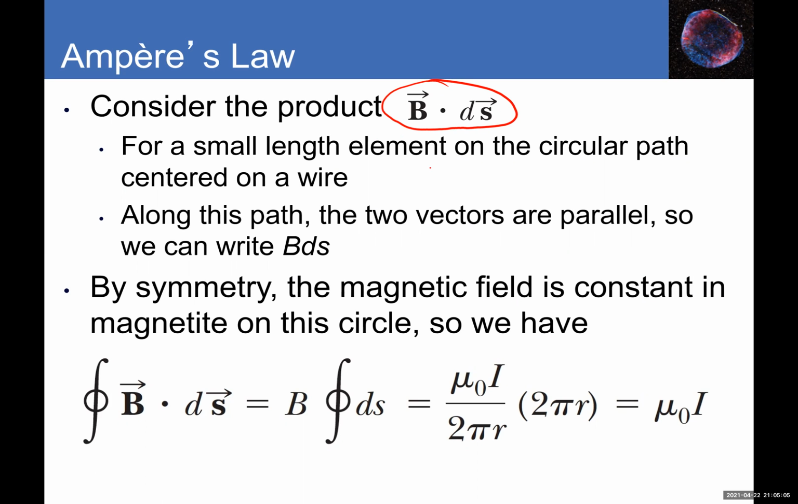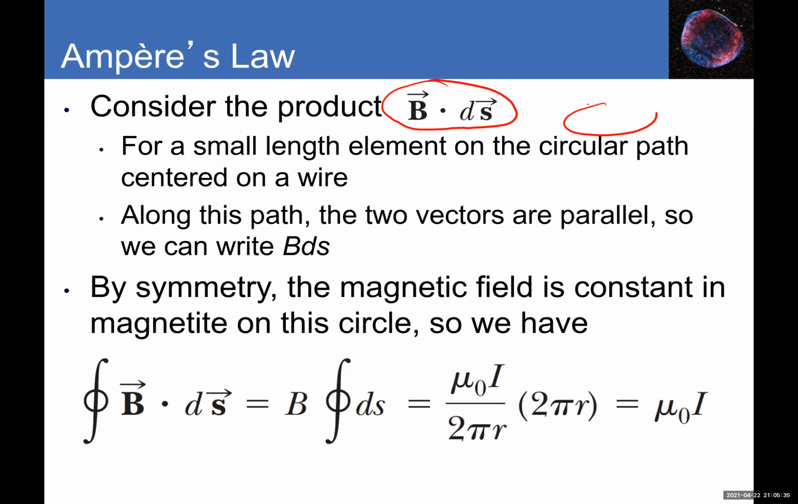So what we're going to do is consider the product, not a vector product but a scalar product, B dot ds. Remember, this B dot ds is a dot product between two vectors, where ds is a length element of some kind of path. That path can be a circular path, can be a rectangular path, but it's some kind of imaginary loop. Then we do a dot product of the magnetic field, which is tangent to that loop, and a length element of that loop.